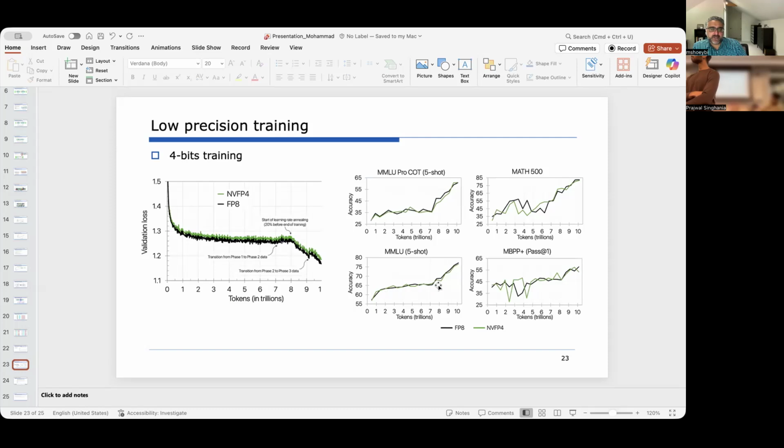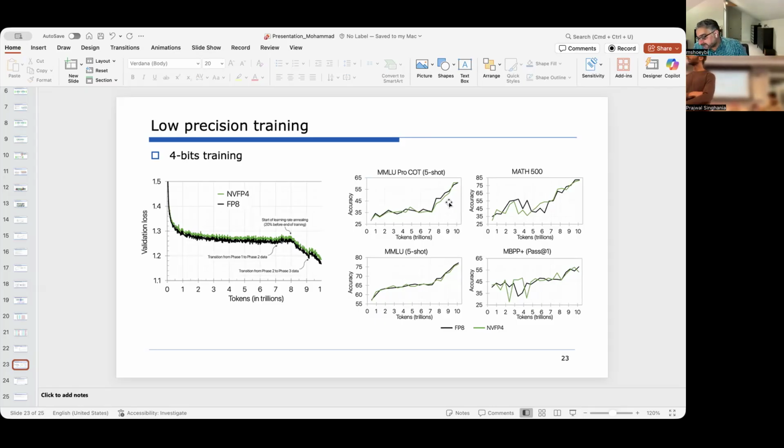And when you look at the downstream accuracies, again, there are always fluctuations. You can see that they're almost on par. So this is actually a methodology for our large models that we use today. We actually use 4-bit precision to do the work. This is another way of accelerating the models.